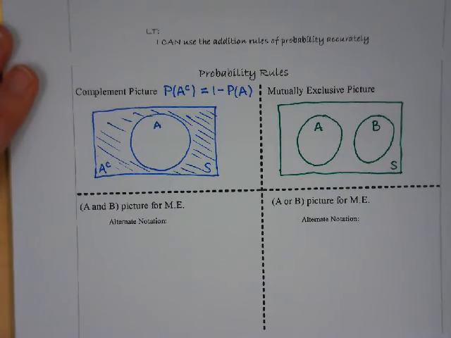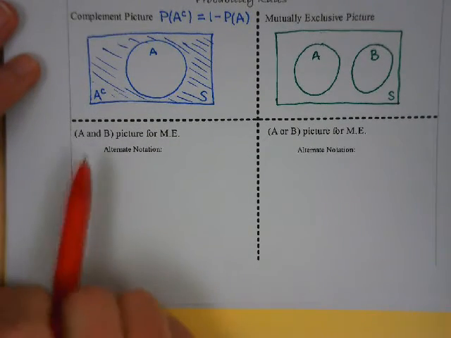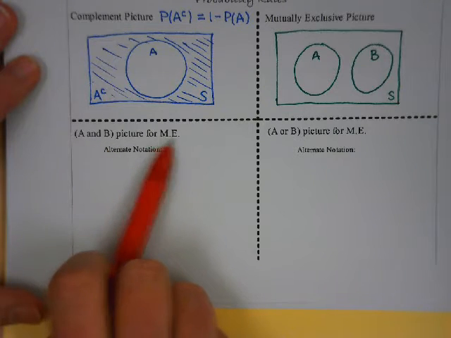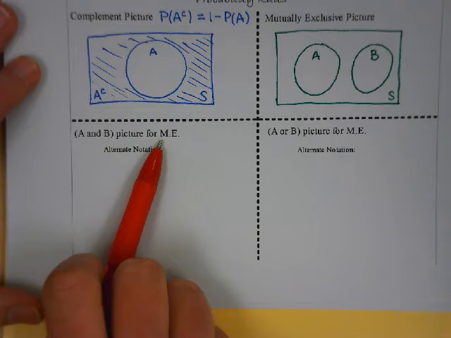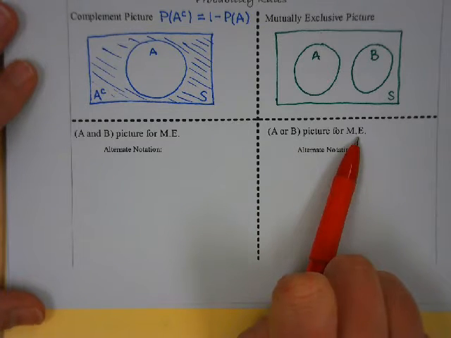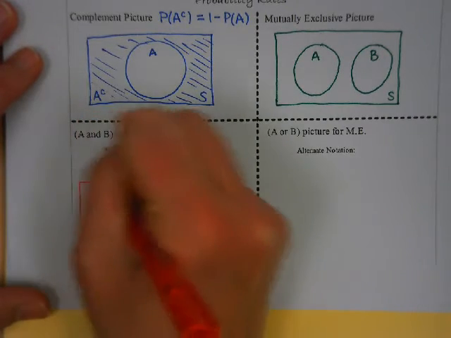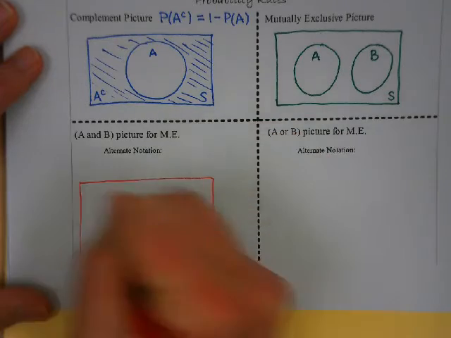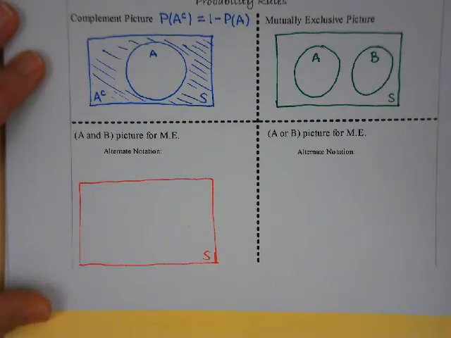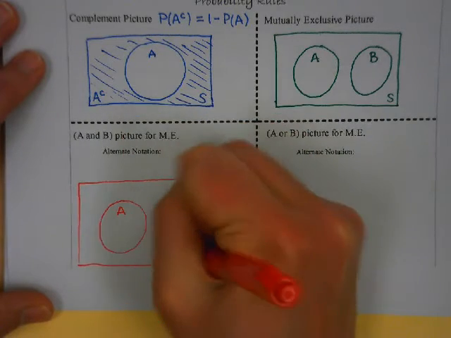So there are two types of questions we're going to focus on today for mutually exclusive questions. Finding the probability that A and B happens when they're mutually exclusive. By the way, ME is my way of abbreviating mutually exclusive. And then A or B for mutually exclusive. So A and B, before I talk about it. So here's our mutually exclusive events, A and B.